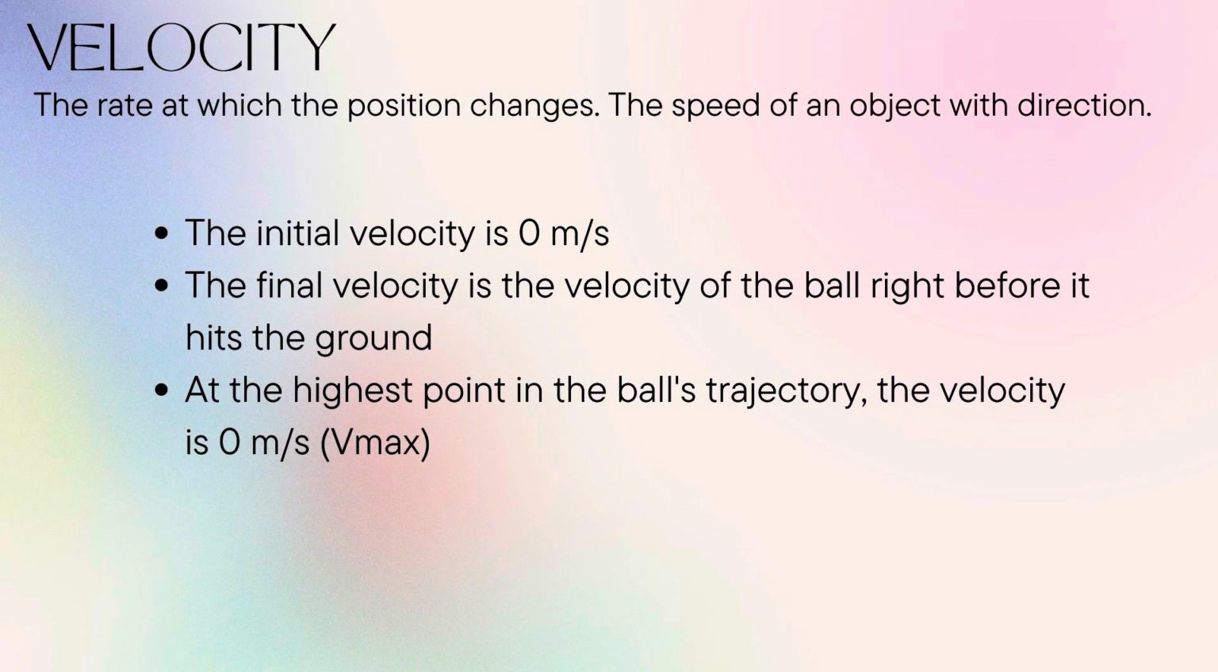So the next physics idea is velocity, which is the rate at which a position changes, or the speed of an object with direction. So in my project, the initial velocity is 0 meters per second because the ball is at rest, and the final velocity is the velocity of the ball right before it hits the ground. And also, when the ball is in its trajectory at the highest point, the velocity is 0 meters per second because that is the Vmax.